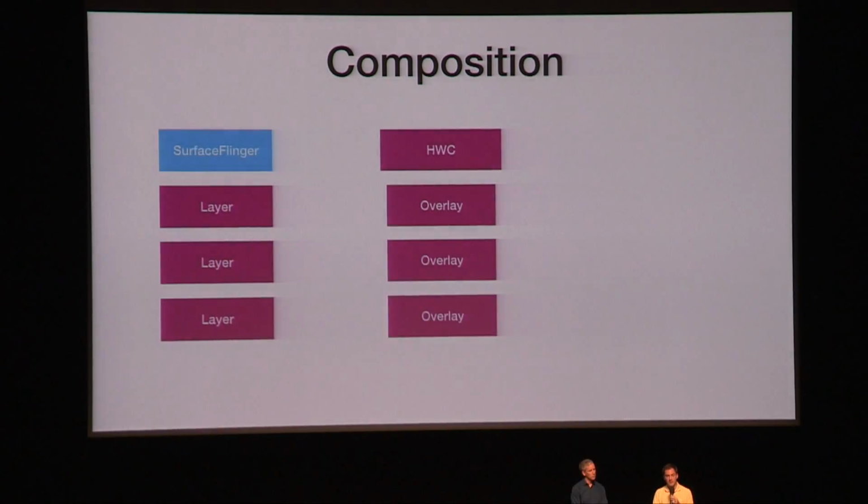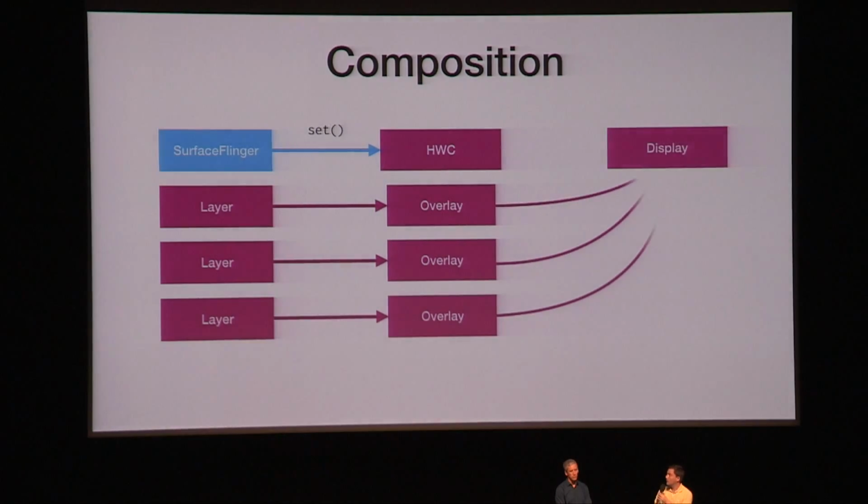So Surface Flinger is basically done. Then we call set. We send all the layers to the hardware, and they go directly to the display. And this is the ideal case. This is where we want to be. That's why in the past we've told you, don't create too many windows on screen, because if you have too many windows, we won't be able to be in that good case where everything goes straight to the display.